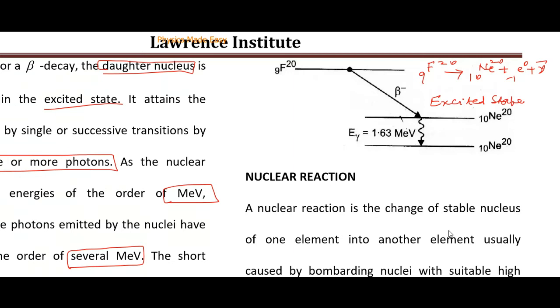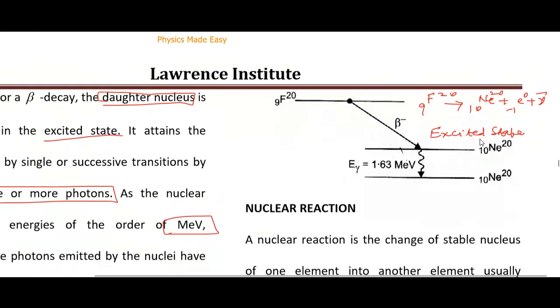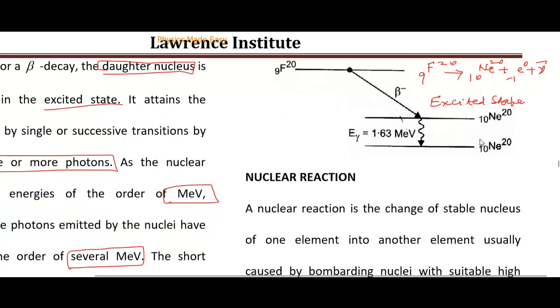Whether the de-excitation is through emission of one photon or through emission of two successive photons like this depends upon transition rules and is beyond the scope of your syllabus.